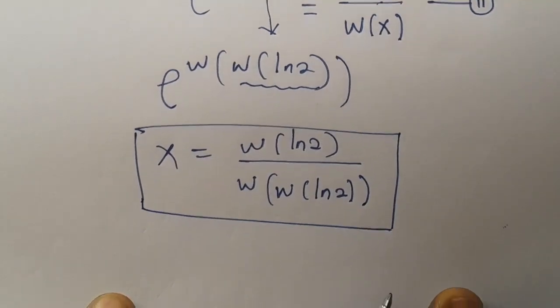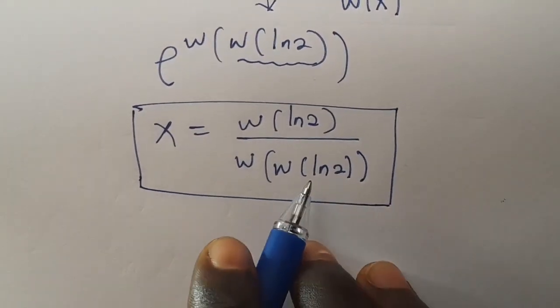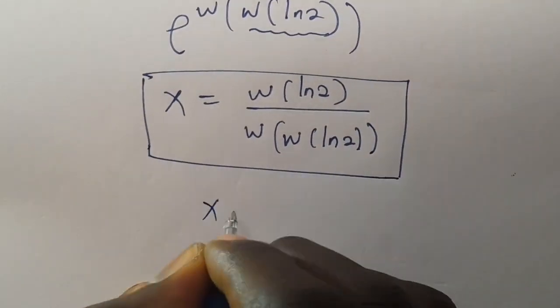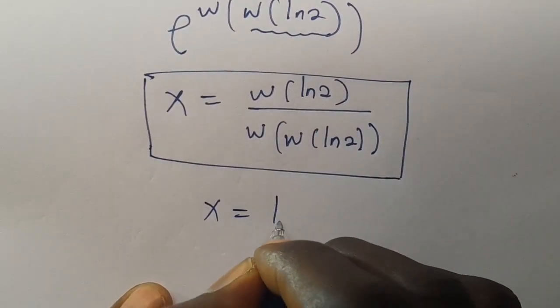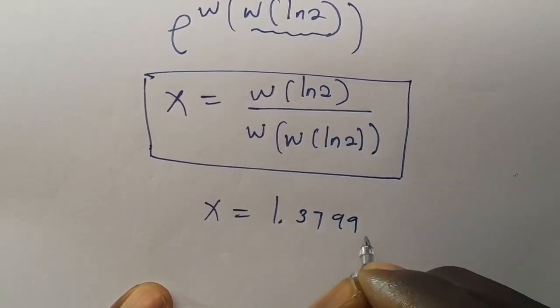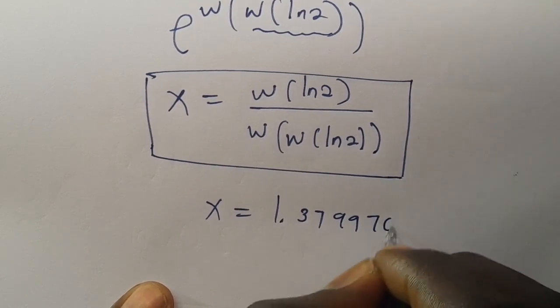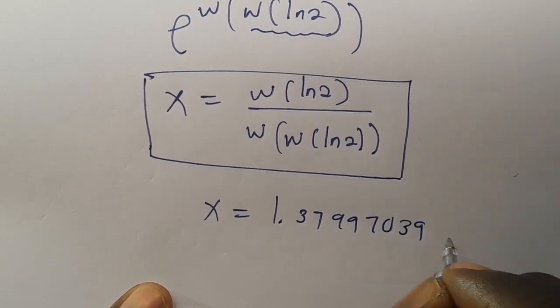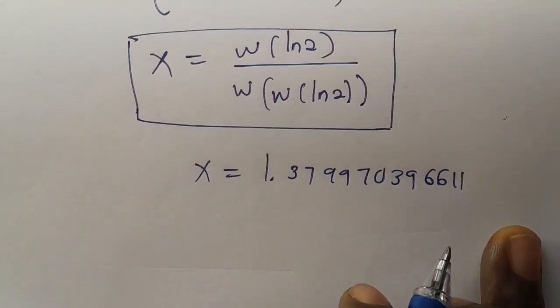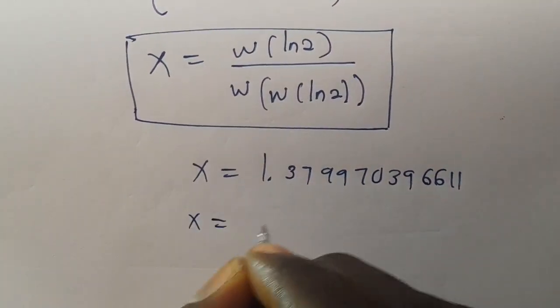And when you substitute this one into the W function, you are going to get the value of x to be equals 1.379970396611. So if you like, you can have your x to be equals 1.38, approximately.